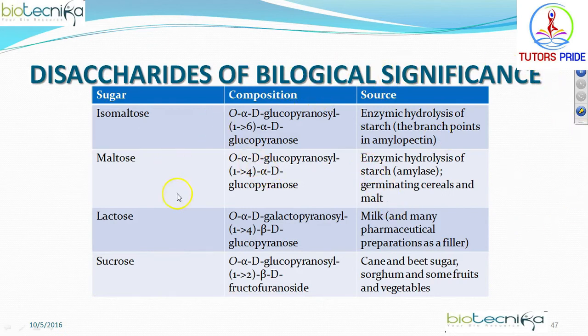Disaccharides of biological significance: you can see isomaltose. This is mainly enzymic hydrolysis of starch. Starch on hydrolysis will give isomaltose. Maltose also comes from enzymic hydrolysis of starch; when amylase hydrolyzes it, it gives maltose. It is available in germinating cereals and malt. Lactose is available in milk and milk products, and is used in many pharmaceutical preparations as a filler. Sucrose is available in cane and beet sugar. So lactose is very important, found in milk, and sucrose is found in cane sugar.